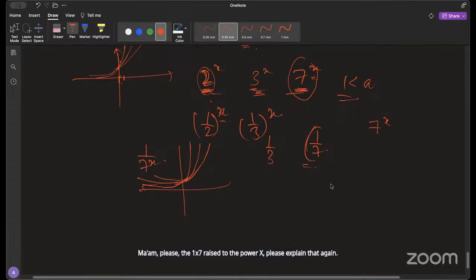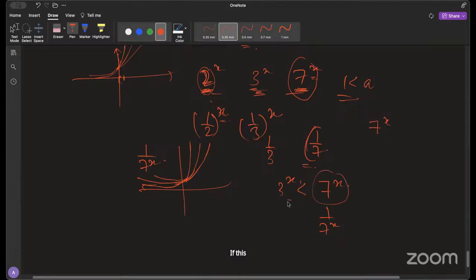Then you have this thing. 7 raised to the power x, I understood, ma'am. Okay, so you understood this part, right? So if you take the reciprocal of this, what I'm trying to say is, if this is greater than this, then isn't this going to be this thing? This is going to change.